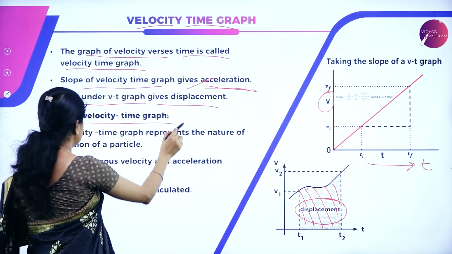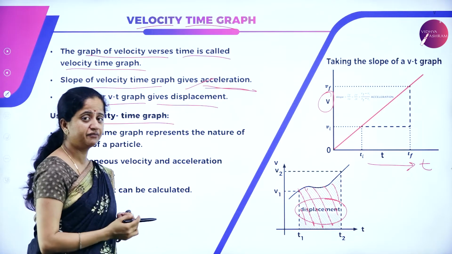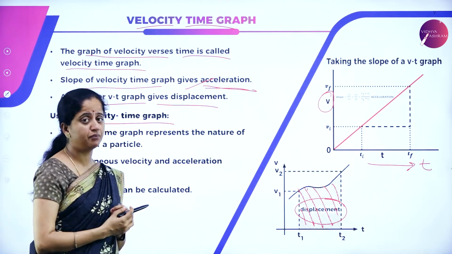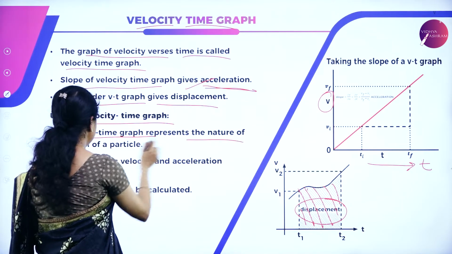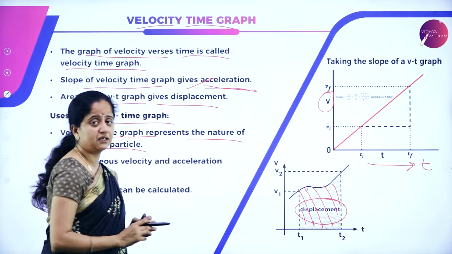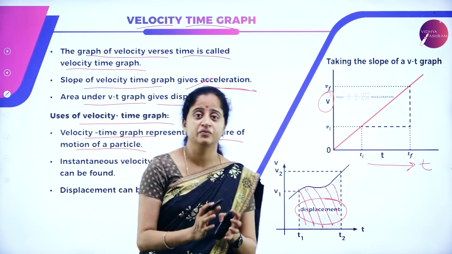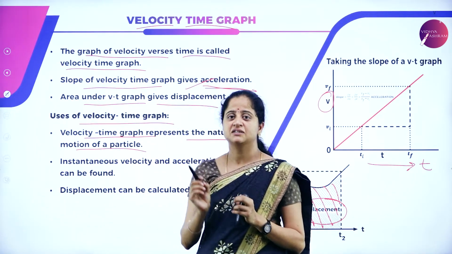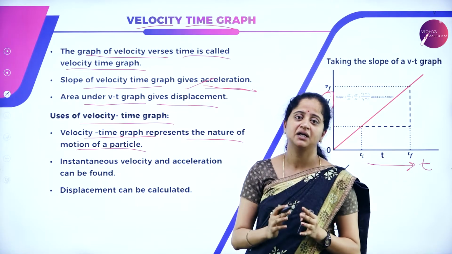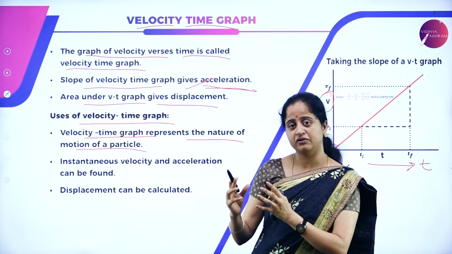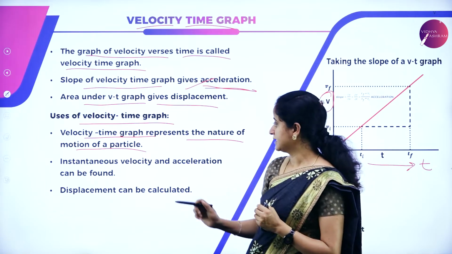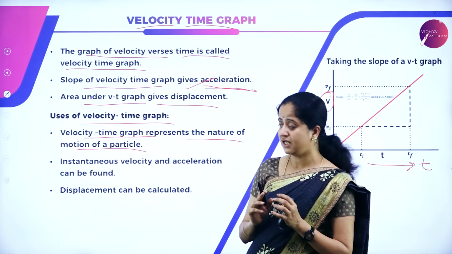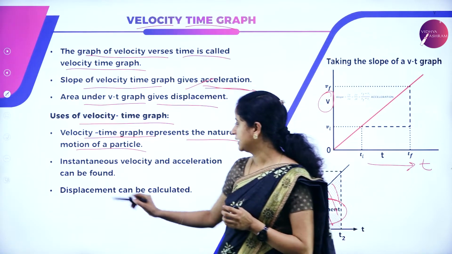Next, what are the uses of the VT graph? Why do we have to plot it? What can we understand with the help of the VT graph? So the VT graph represents the nature of motion of a particle. How is the particle moving? Graphical representations always help us in understanding the behavior of the motion of a particle in the study of mechanics. Yes, the VT graph represents the nature of motion of a particle.